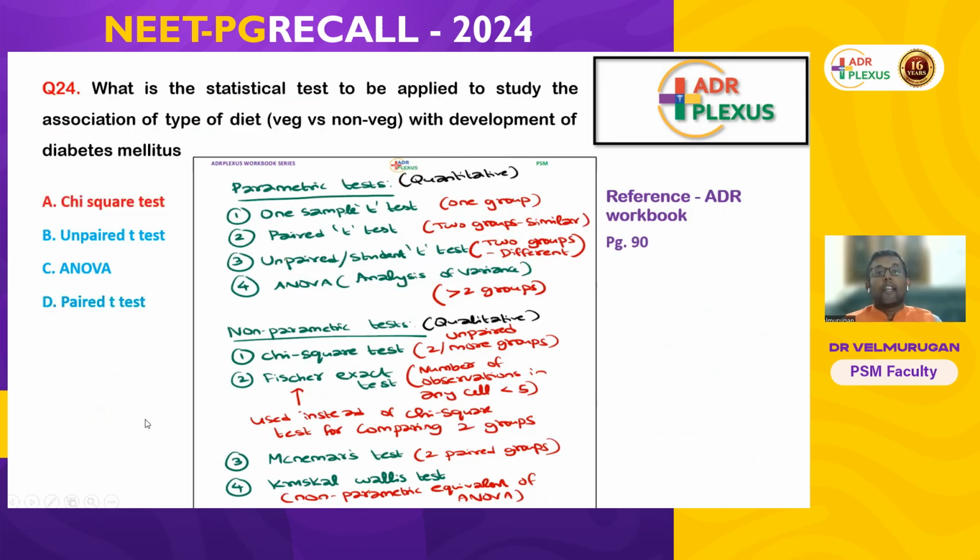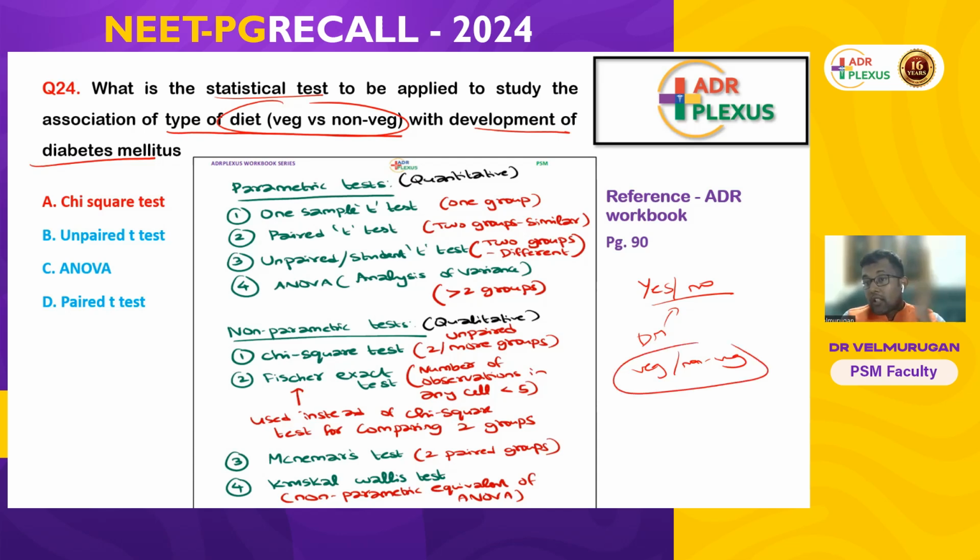So next, which is the statistical test to be applied to study the association of type of diet with development of diabetes mellitus? Type of diet, veg or non-veg, then with development of diabetes mellitus. So if you see here, it is qualitative data, yes or no type. Diabetes mellitus, yes or no. Veg, non-veg.